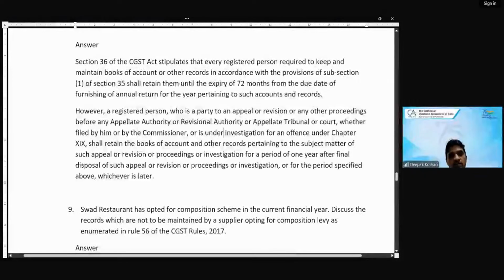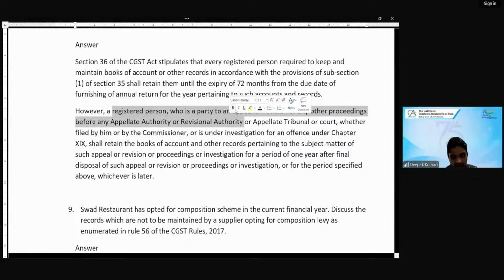However, a registered person, this is the exception. However, a registered person who is party to an appeal or revision or any other proceedings before the appellate authority or revisional authority or appellate tribunal or court, whether filed by him or by the commissioner or is under investigation for an offense under Chapter 19, shall retain the books of accounts and other records pertaining to the subject matter of such appeal or revision or proceedings or investigation for a period of 1 year after final disposal.